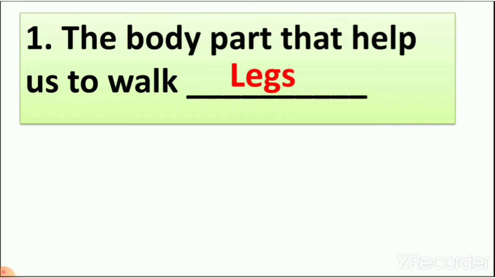Understand which part we use for walking? Which part helps us to walk? It is our legs. Remember we learned that legs help us in walking and running. When we are playing, we are using our legs, right? So let's see which is our next one.